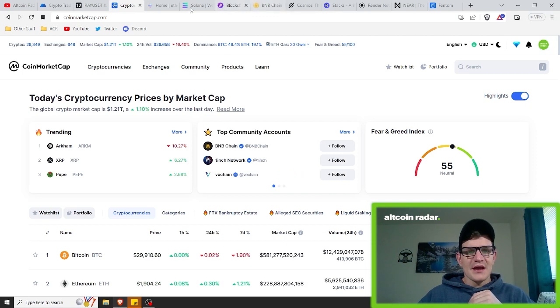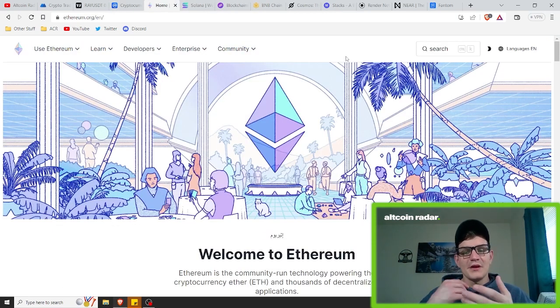the very first large cap that everybody should have in their portfolio, even if it's just a small amount, would definitely have to be Ethereum. Okay. Now here's the thing. I personally do not like Ethereum. All right. I mean, realistically, I don't like Ethereum.